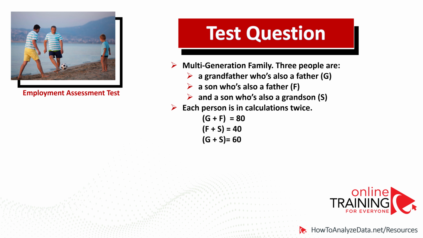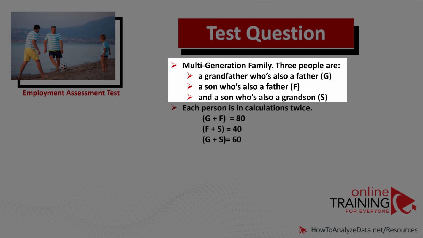Let's first understand the detailed scenario. We have a multi-generation family here, and the three people mentioned are a grandfather, who is also a father. We'll call him G for simplicity in the calculations. We also have a father who is also a son, and we have a son who is also a grandson. We'll call the father F and the grandson S.